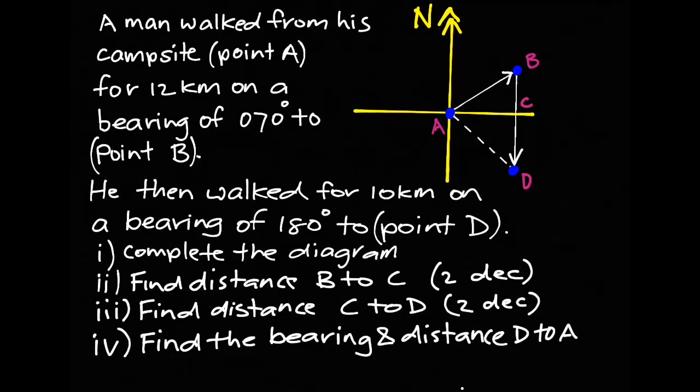A man walked from his campsite, point A, for 12 kilometres on a bearing of 70 degrees to point B. He then walked for 10 kilometres on a bearing of 180 degrees to point D. 1. Complete the diagram. 2. Find distance B to C to 2 decimal places. 3. Find distance C to D to 2 decimal places. And 4. Find the bearing and distance D to A.